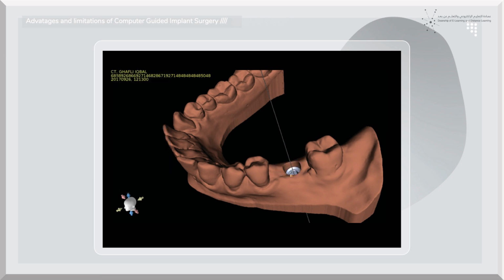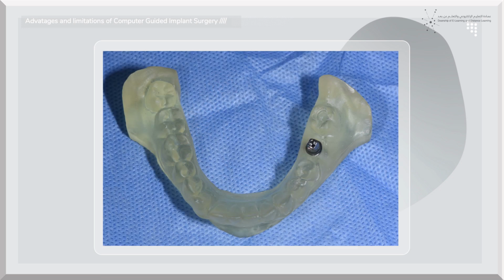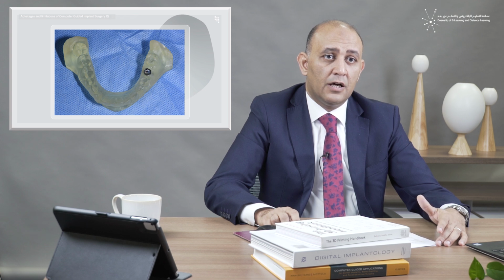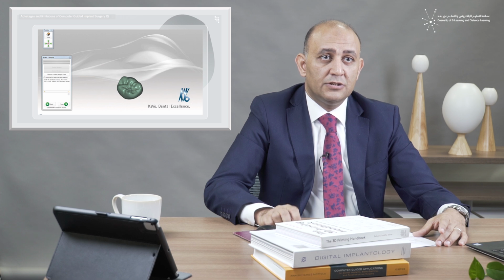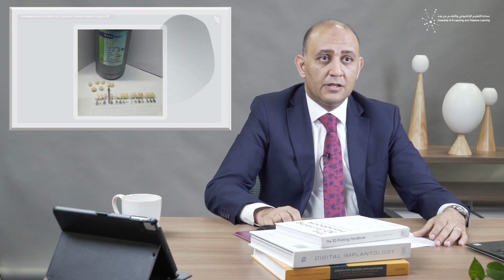This would be sent to the lab. So the lab would be inserting an implant analog in this hole and attaching the abutment and starting to fabricate the crown. The crown can be designed again digitally after scanning the model and then printed using some of the printing materials. NextDent is one option.